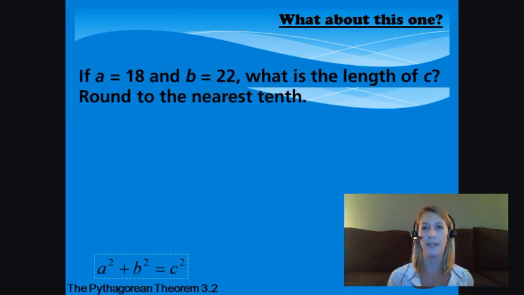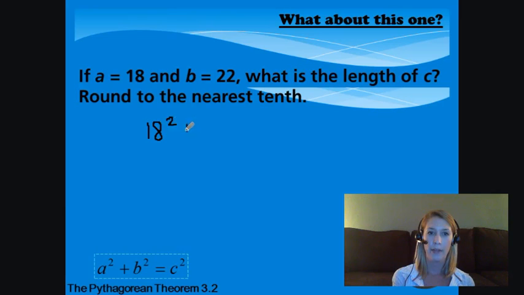In this specific example, we're not provided an image of a right triangle. We are only given the measurements, where A is equal to 18 and B is equal to 22. And we're asked to find the length of the hypotenuse, which is C, and we're asked to also round to the nearest tenth. So let's go ahead and plug in our values for our variables. So 18 squared plus 22 squared is equal to C squared.